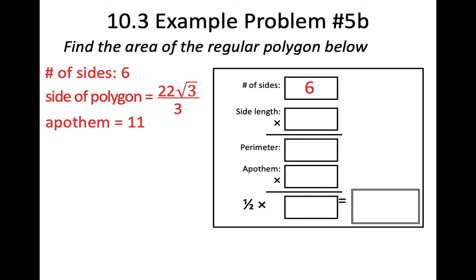I've got 6 sides. Each side length is 22 root 3 over 3. Multiply that out, and that's going to be 44 root 3. Times my apothem, which is 11, multiply that out, and that's 484 root 3. Cut that in half, and that's 242 root 3.